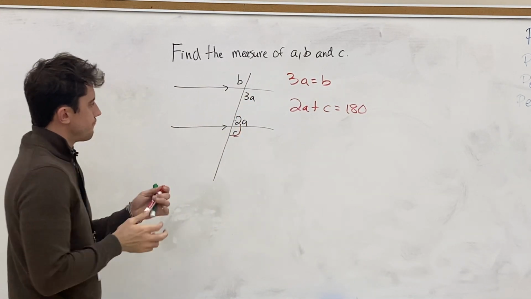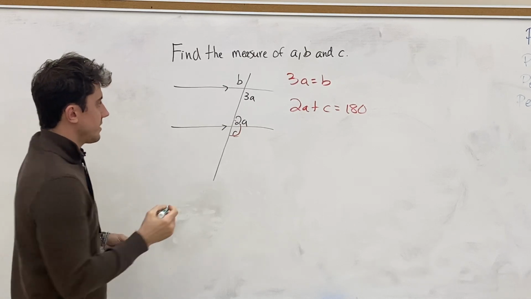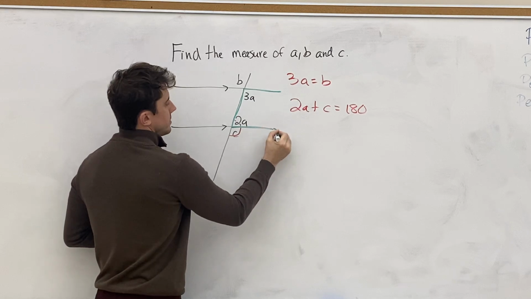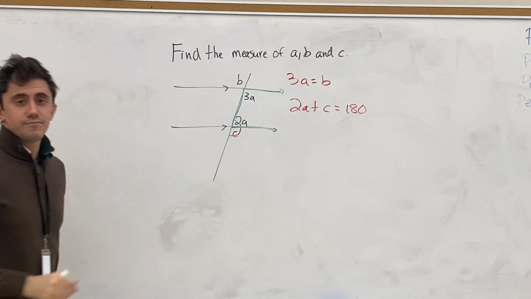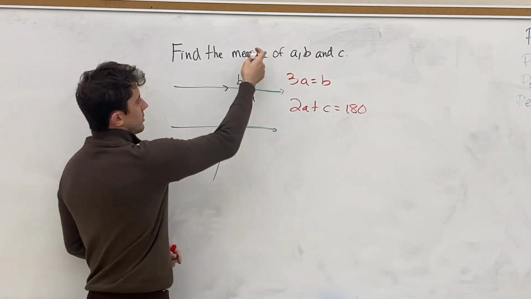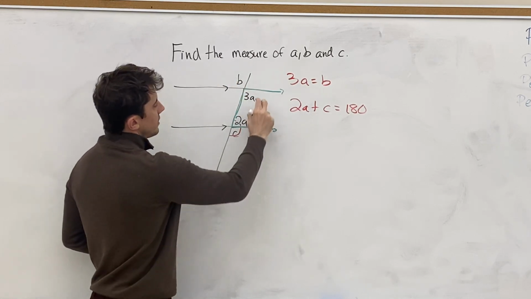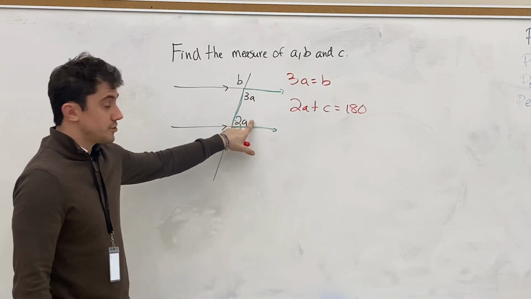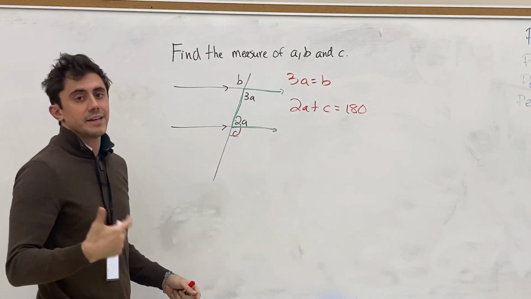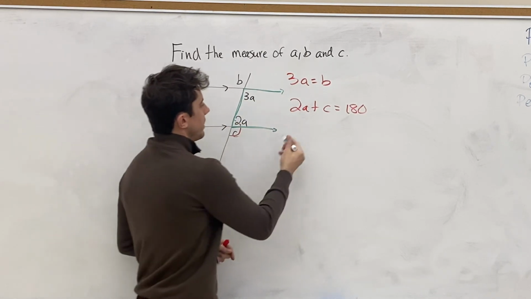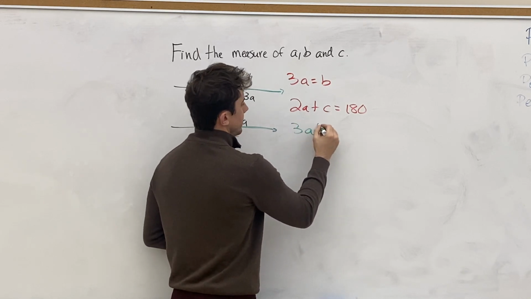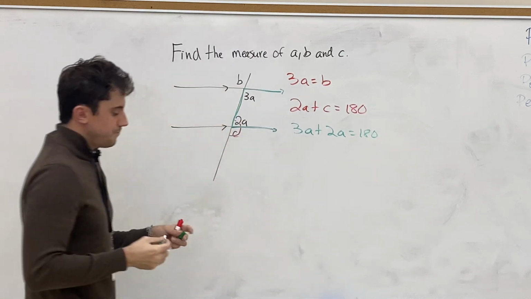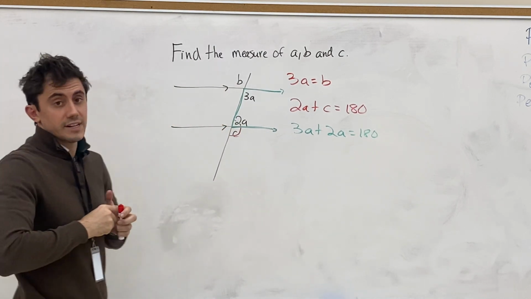Then, we might notice next that we can see a C theorem popping out, right? The C theorem says that if we have a transversal to a set of parallel lines, co-interior angles, like 3A and 2A, are supplementary, again, meaning they add up to 180 degrees, and so that means we get the equation 3A plus 2A is also equal to 180 degrees.